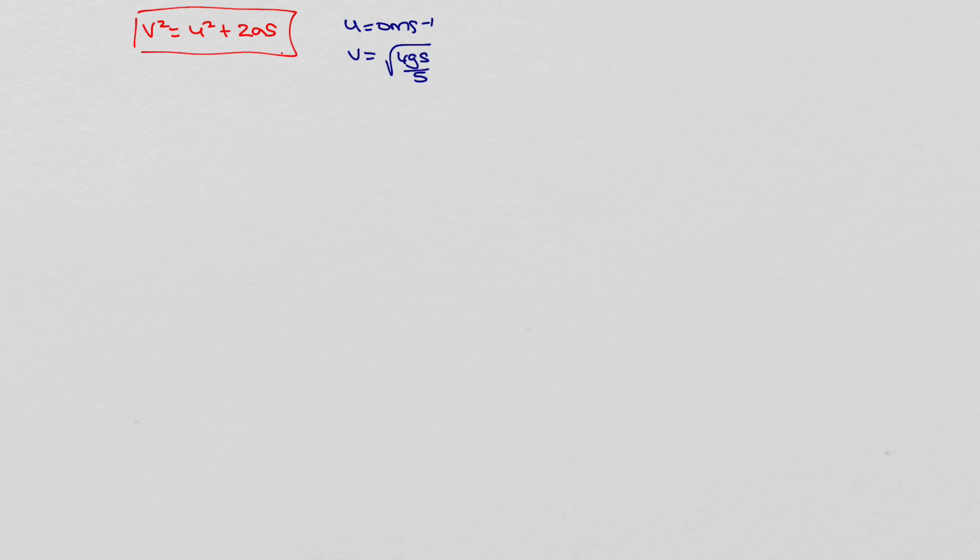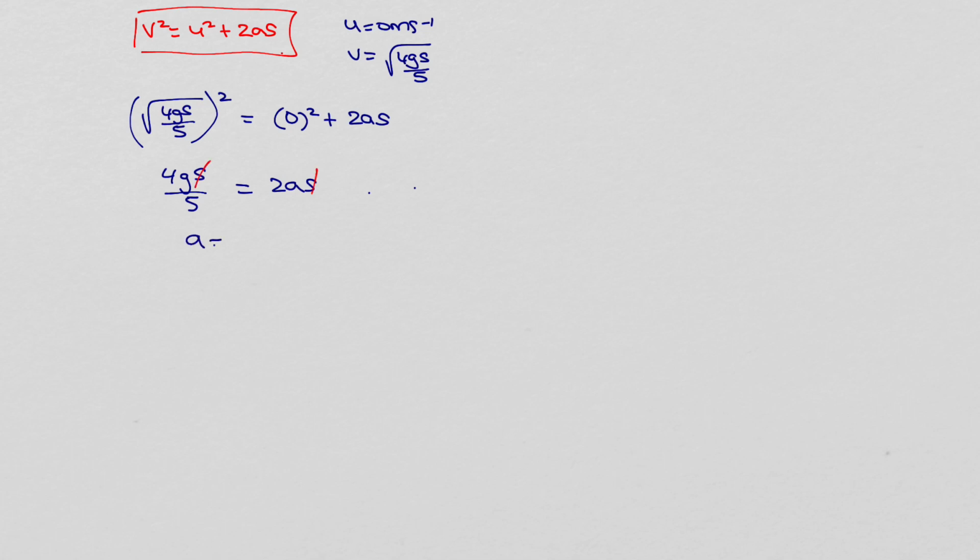And therefore, if I sub in, I get the square root of 4gs over 5 is equal to 0 squared plus 2as. So we have 4gs over 5 is equal to 2as. So you can see that regardless of the distance travelled, the s is going to cancel there. And therefore I end up with my acceleration is 2g over 5. So our acceleration in terms of g is what we were asked for.